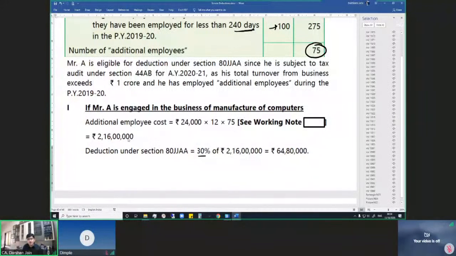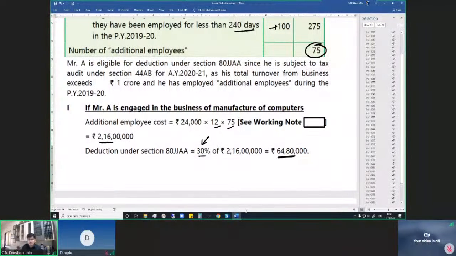You could claim the employee cost under the head of business profession. In addition to that, you get this 30% subject to a CA certificate. Additional cost 24,000 into 12 into 75, that is 2 crore 16 lakh rupees of additional cost, and 30% of that would be 64 lakh 80,000.